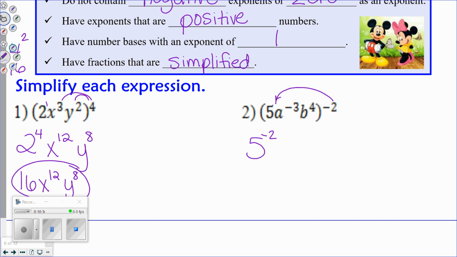So that went to there, became 5 to the -2. Okay, here it's going to give me a to the +6. Good, because 2 negatives when I multiply makes a positive. And then my b to the -8. All right, from here, see the negative exponents? I don't like them. They go to the bottom.